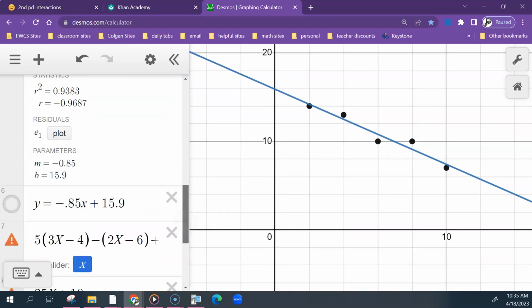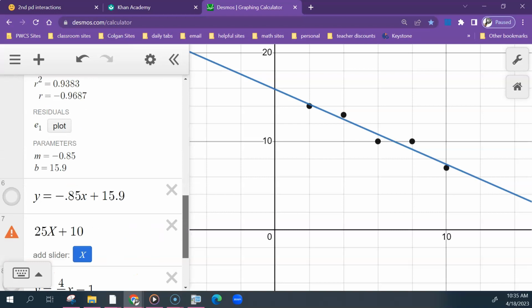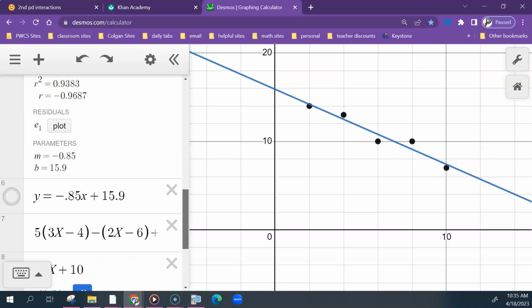So the equation you're looking for would be this one. y equals negative 0.85x plus 15.9. That would be your answer to number 3. Questions on these so far?